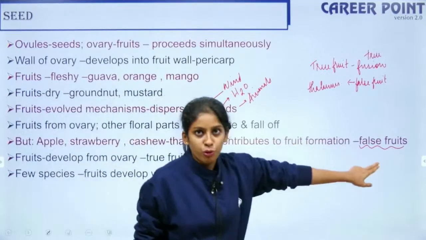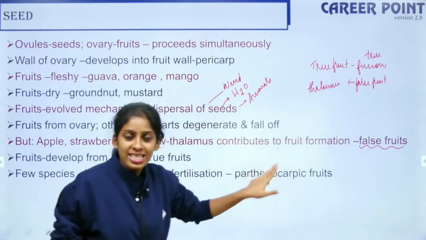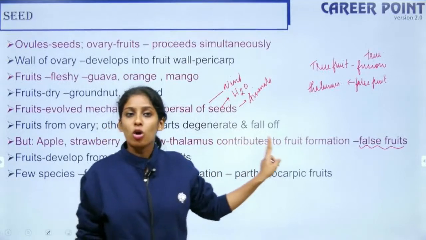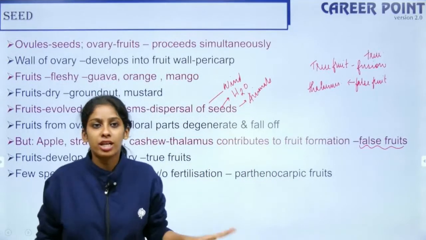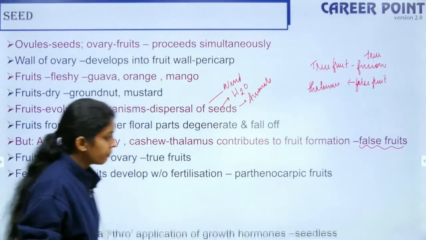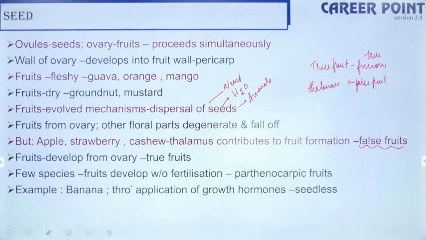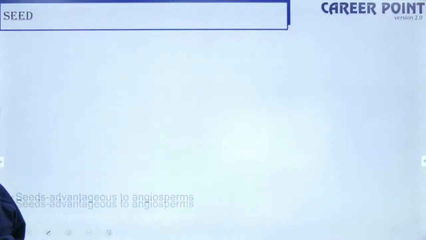So in false fruit, what happens? Fertilization happens, but the thalamus also contributes. But in parthenocarpic fruit, fusion itself does not happen. Clear? Fine. An example is banana. Parthenocarpy can also happen through the application of hormones.